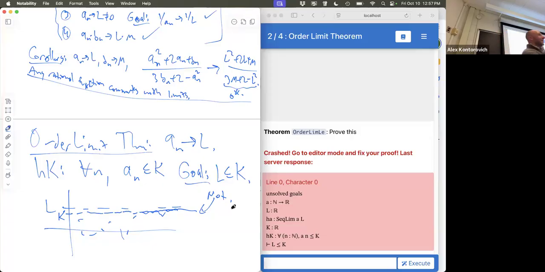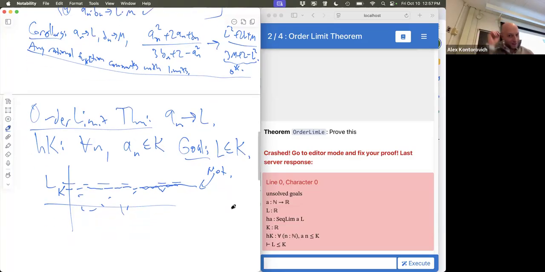I think this is a good quiz. Like what HK says, there's A of n is bounded. So in order to say A of n, I need to have a little n. So this says for all little n, A of n is bounded by k. If I say A is less than or equal to k, I don't think Lean will accept it because A is a function. The type of A is n to r. K by itself is not a function.